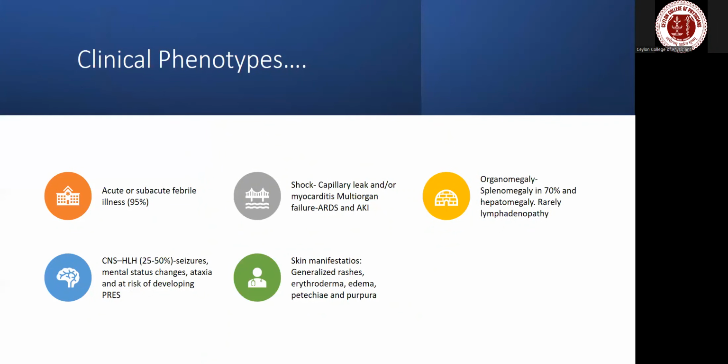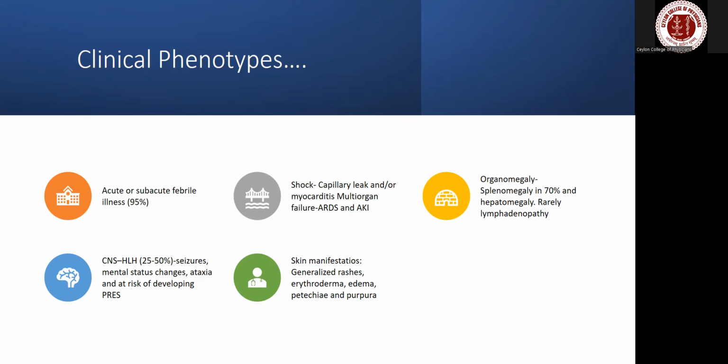So HLH has several clinical phenotypes. That's why I'm specifying more on the physician's role, because we are the people who get the first medical contact of a person coming with a variety of presentations. So we should have a high index of suspicion. In 95% of the cases, they will have an acute or subacute febrile illness. Sometimes they will initially come to us with shock, with multi-organ failure, mainly involving the heart in the form of myocarditis, ARDS, and AKI.